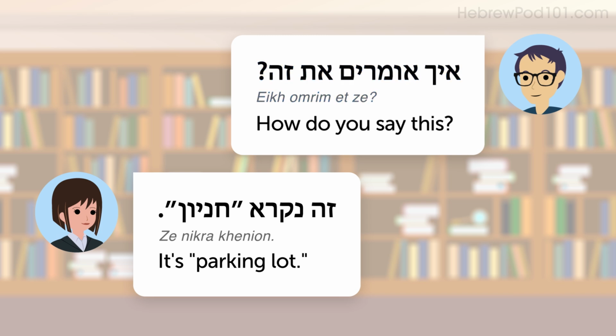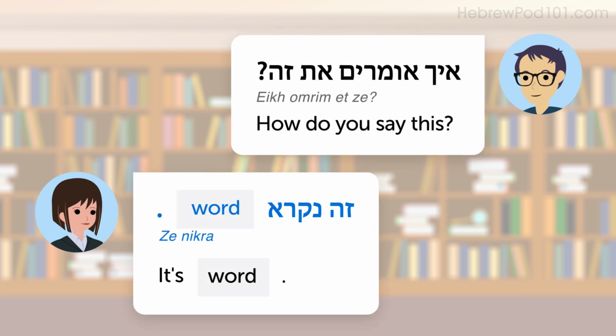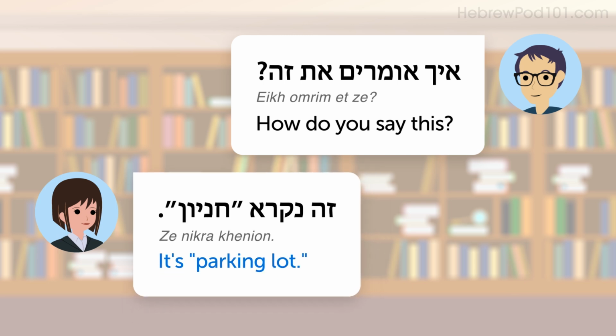Now, how do you answer this question? The pattern is זה נקרא, word. This Hebrew sentence literally translates into, it is called word. But it means it's word in English. For example, it's parking lot. זה נקרא חניון.